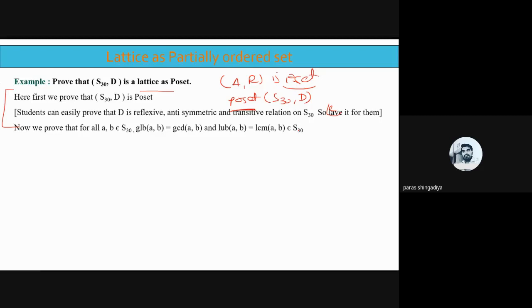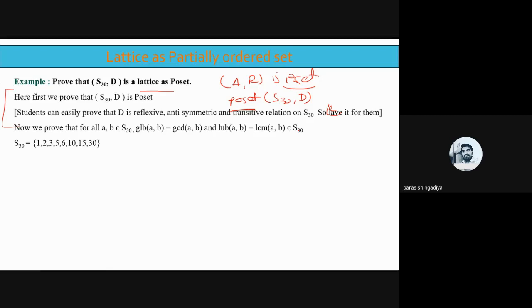And now the second part of this solution, that is the GLB and LUB. So here the relation mentioned is the divide relation, (S30, D). So first we prove that for all a, b belonging to S30, the GLB of a, b, that is GCD of a, b, and the LUB of a, b, that is LCM of a, b, belong to S30 again.